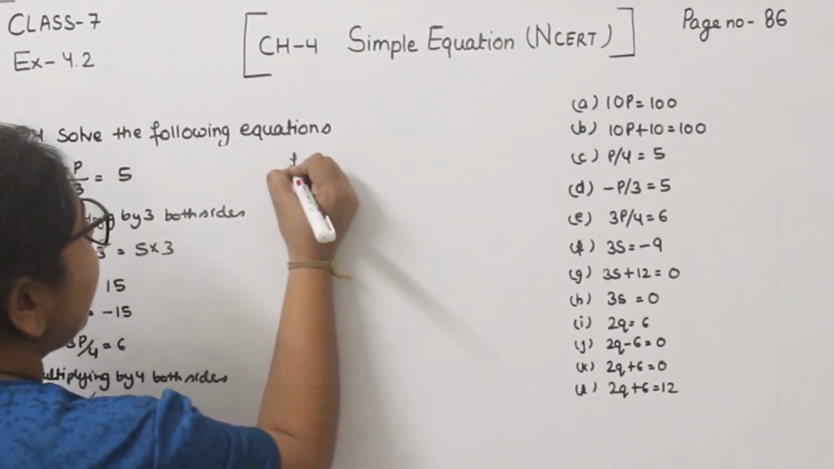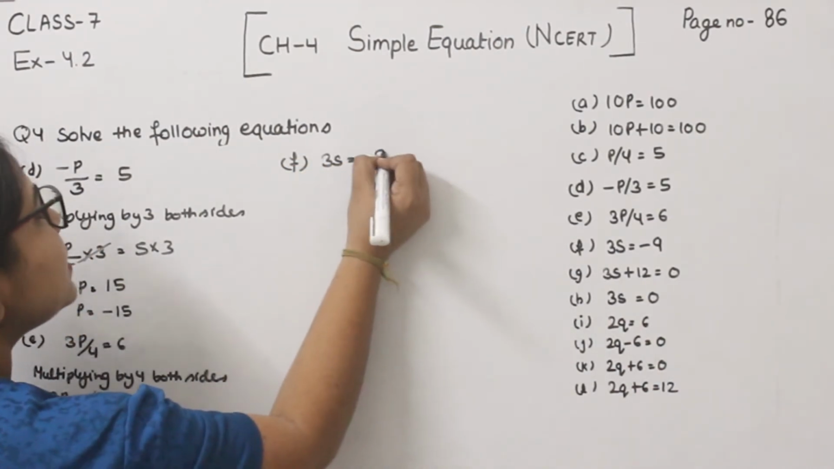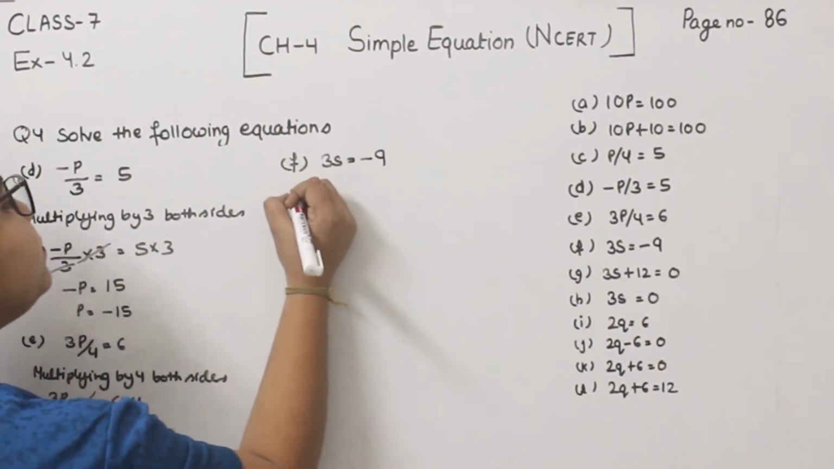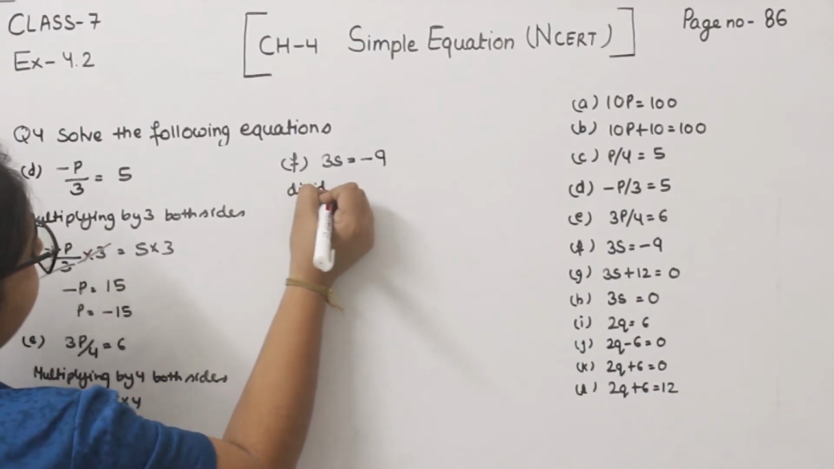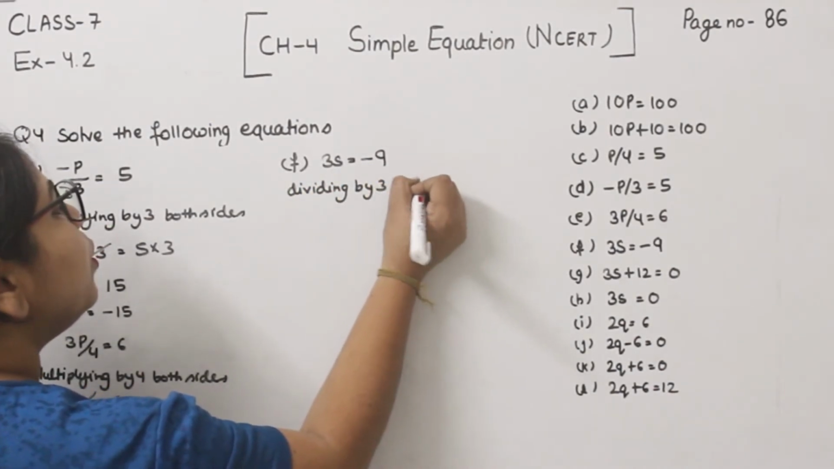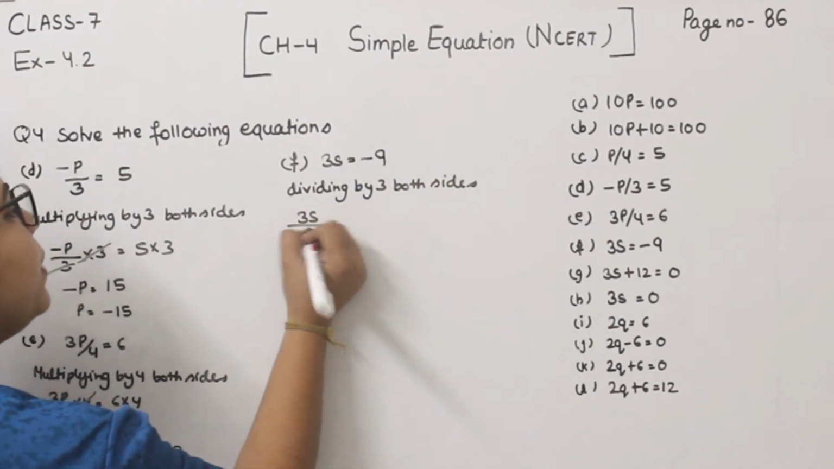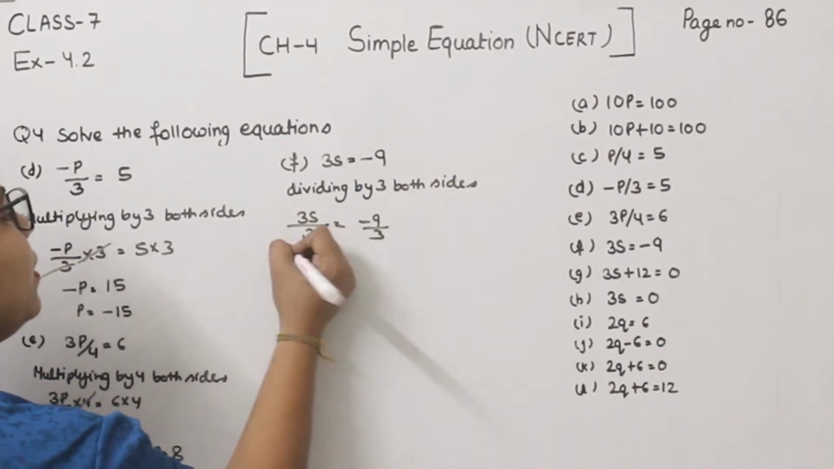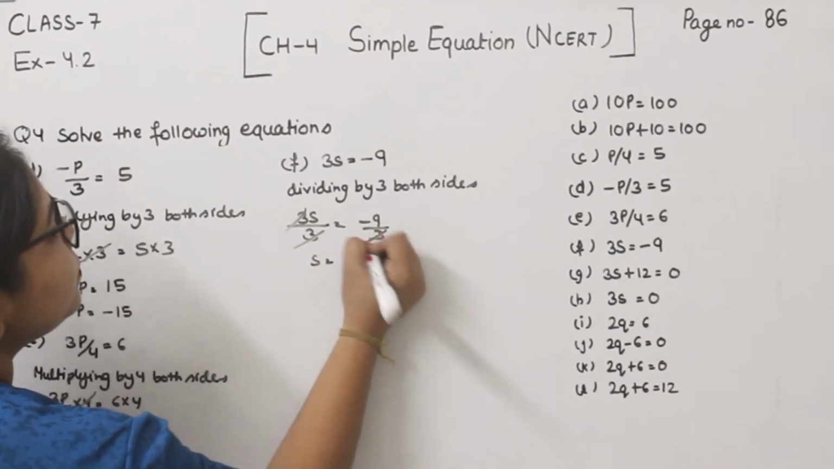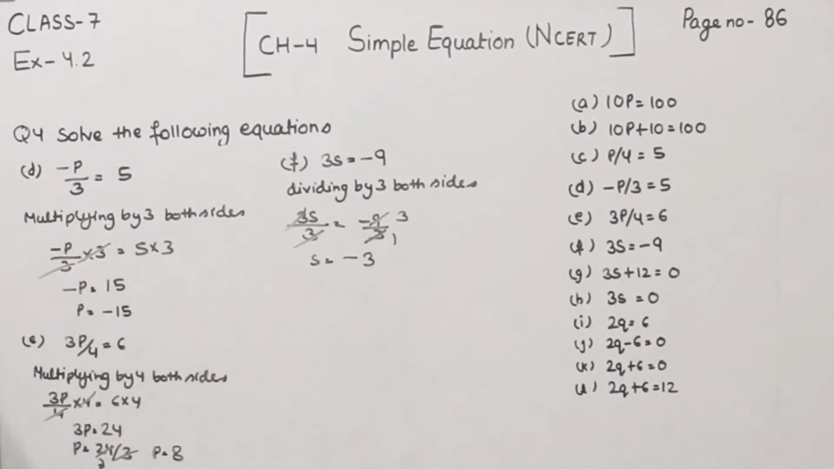Now comes to the part F. 3s is equal to minus 9. Now dividing by 3 both sides. Now 3s divided by 3 and minus 9 divided by 3. Now s is equal to 3 1s are 3, 3 3s are 9. So the value of s is equal to minus 3.